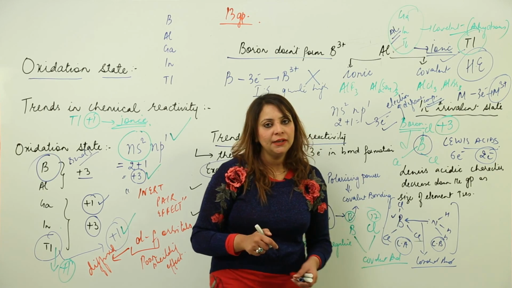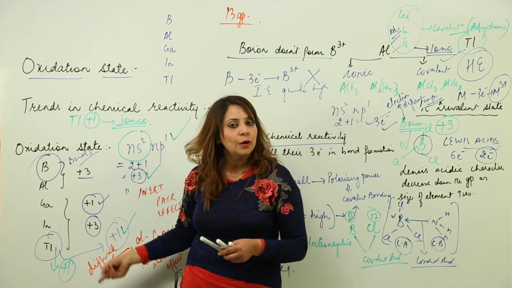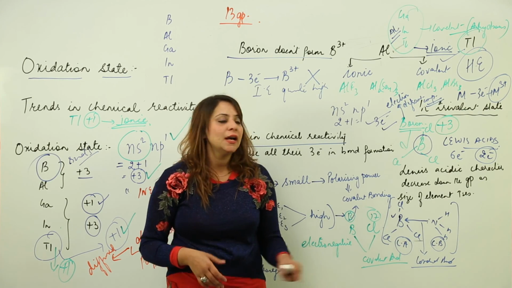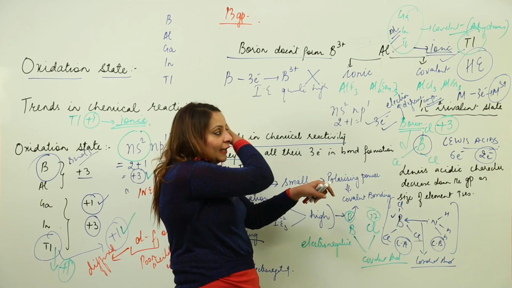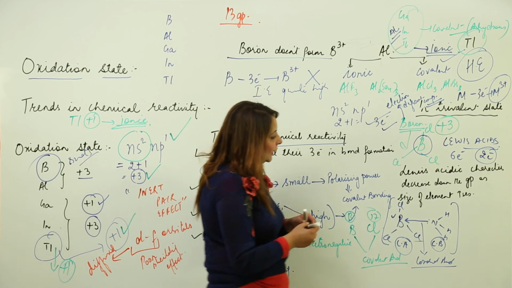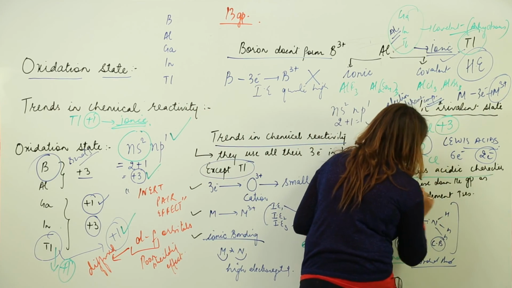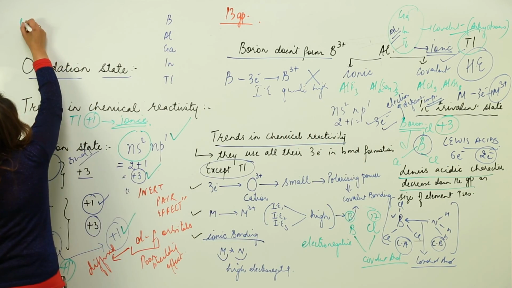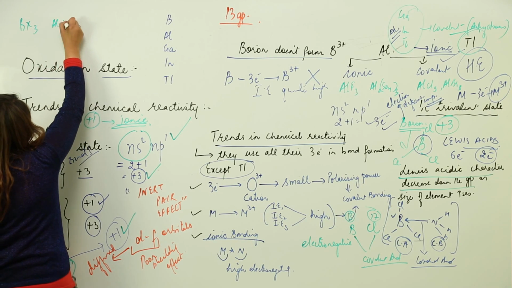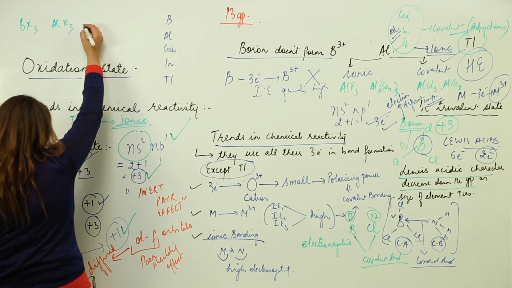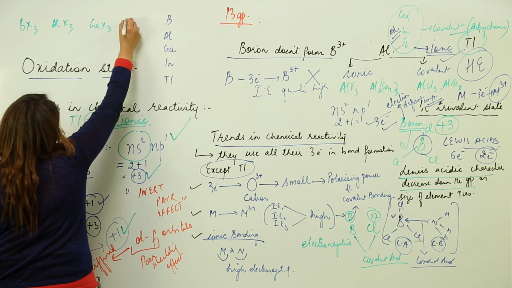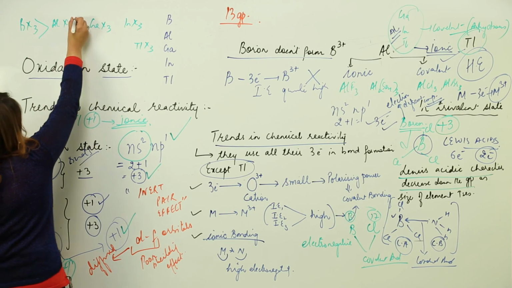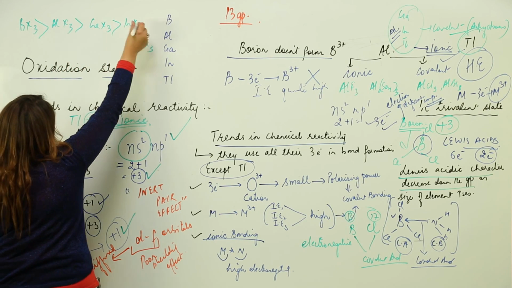We don't need to focus on this in detail. You just need to be familiar that all the boron family compounds in the trivalent state act as Lewis acids. That means they need electrons, so they are electron deficient compounds. And if we look at the Lewis acidic character, it decreases down the group. If we have BX3, AlX3, and the halides of gallium, indium and thallium, the acidic character goes from more to less.